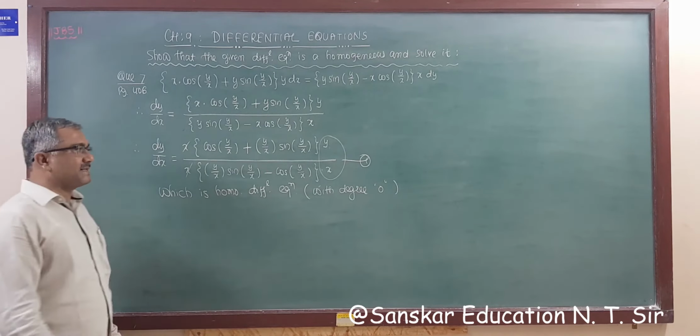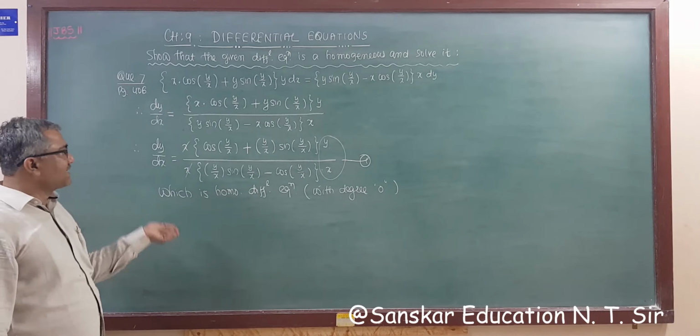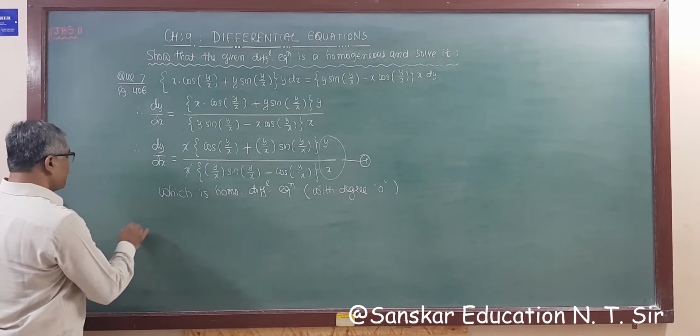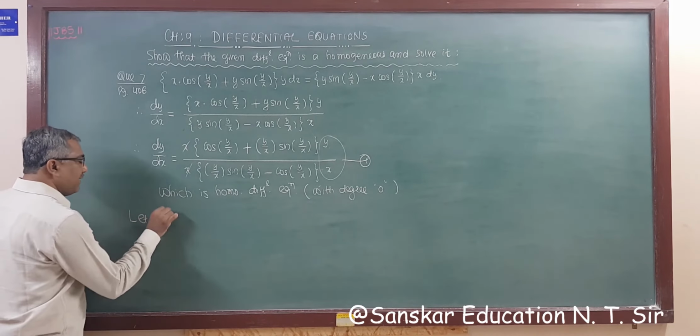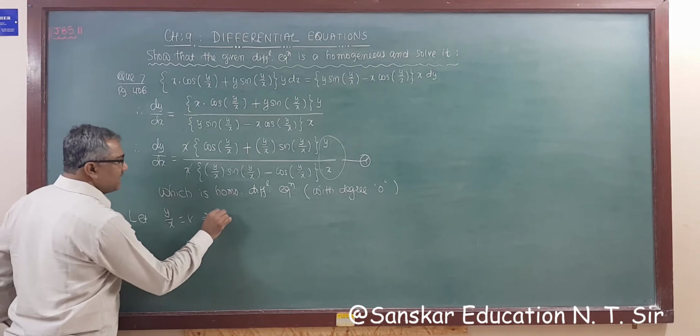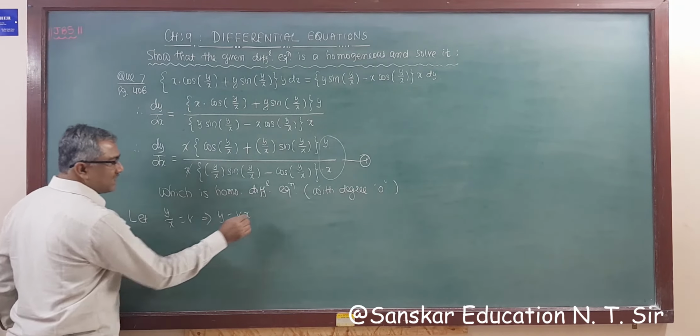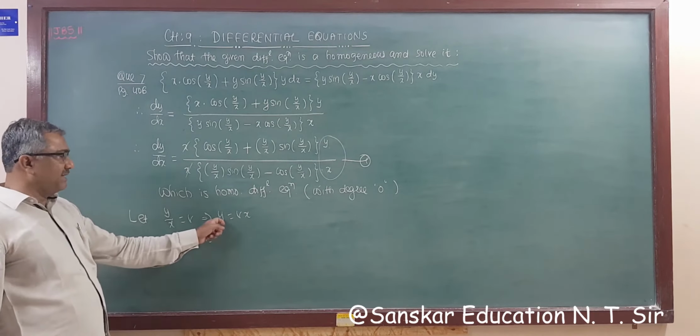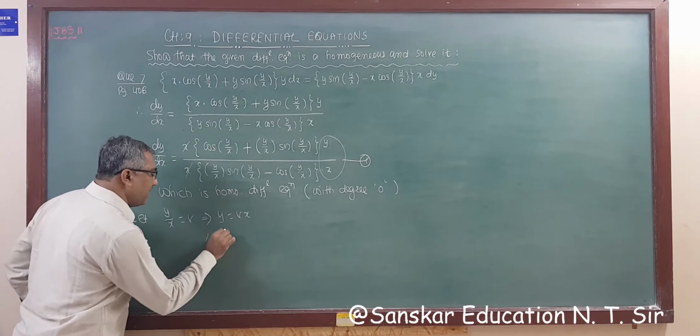With degree 0, so what you have to assume? Assume y by x is equal to v. So we assume that let y by x is equal to v. So this implies y is equal to vx. So therefore differentiating this we get dy by dx.